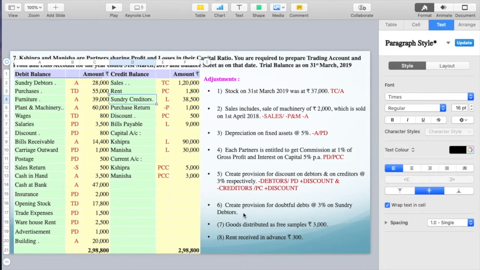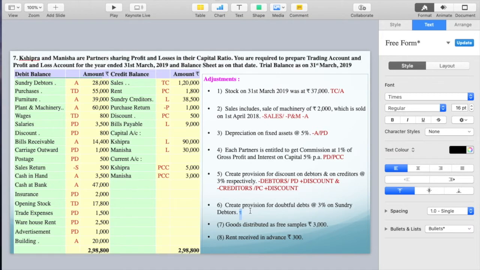Now create a provision for doubtful debts at the rate of 3% on sundry debtors. Creating a doubtful debt provision means it is a new RDD, right? So before doing the fifth adjustment we have to complete the sixth adjustment on the debtors. So it is new RDD. New RDD will go to the PD formula, and less from debtors.